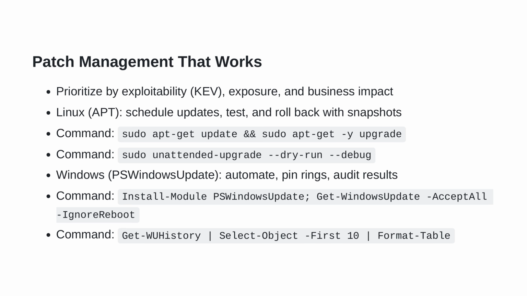On Windows, automate with PSWindowsUpdate and use deployment rings: pilot, broad, mission critical. Install the module and stage updates without forcing a reboot. Install-Module PSWindowsUpdate. Get-WindowsUpdate -AcceptAll -IgnoreReboot. Audit recent results and feed them to your reporting or SIEM. Get-WUHistory | Select-Object -First 10 | Format-Table. Measure success with time-to-patch, compliance rates, and rollback frequency, and coordinate reboots with change windows to minimize impact.